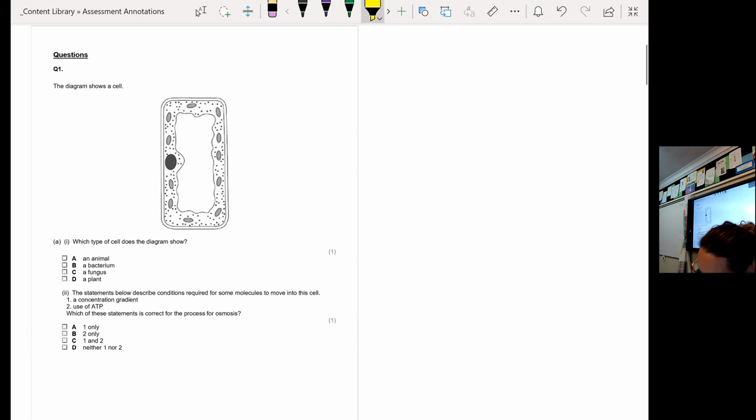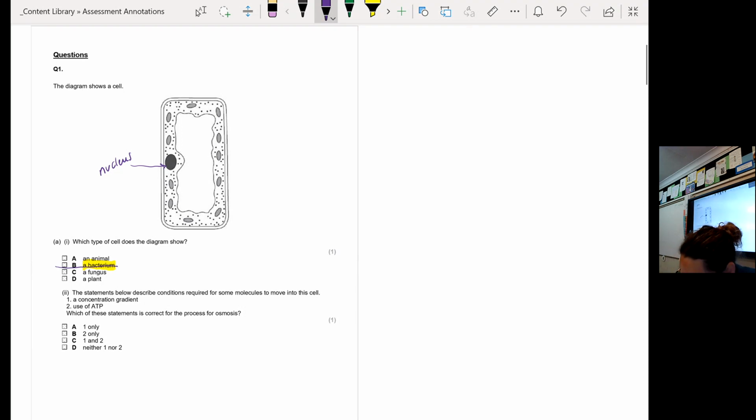There's always one that might throw you a little bit, but there's already one that I can eliminate straight away, and that is bacterium, because I know that bacteria as prokaryotes don't have a nucleus, and all I can see straight away here is a nucleus. Okay, I can eliminate that one. I'm going to put a cross through that here for the purpose of this. Don't do this in your exam. So it's either going to be an animal cell, a fungus, or a plant cell.